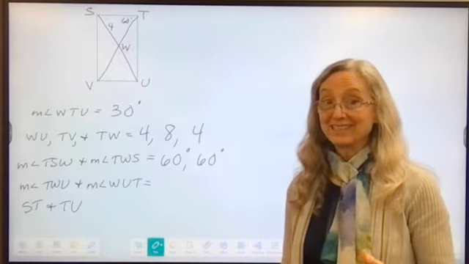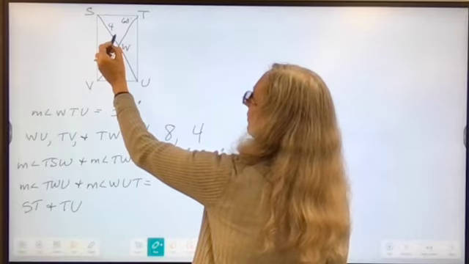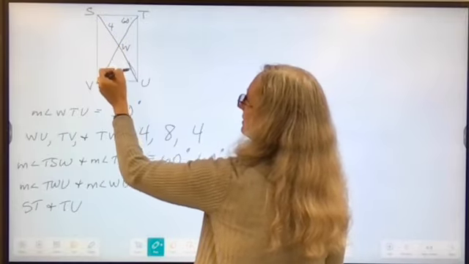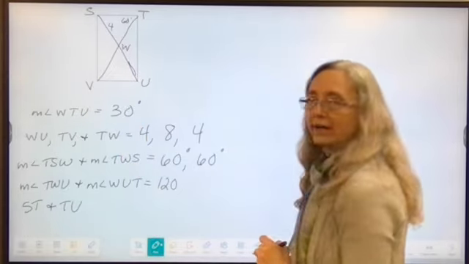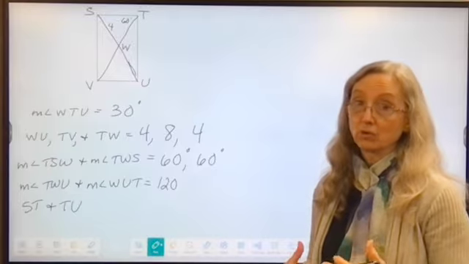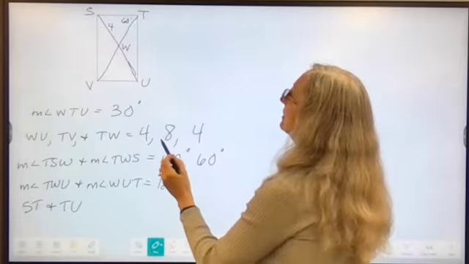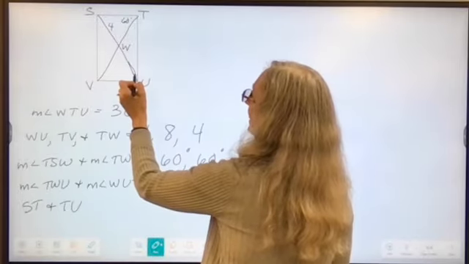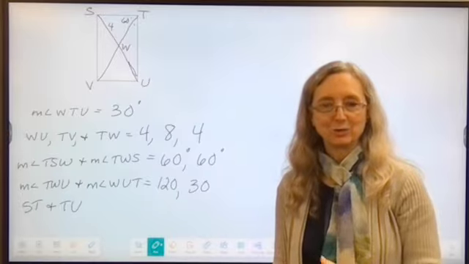Next, we're looking for angle TWU. TWU would be here. We've already established this is 60 and this is a linear pair, so that angle would have to be 120 in order for them to add up to 180. So that's TWU. WUT would be this angle here. This is 30, we figured out earlier. This is 120, so that also has to be 30, so that those three angles would add up to be 180.